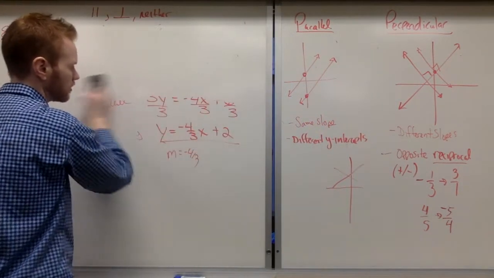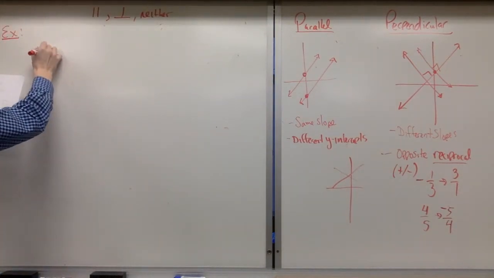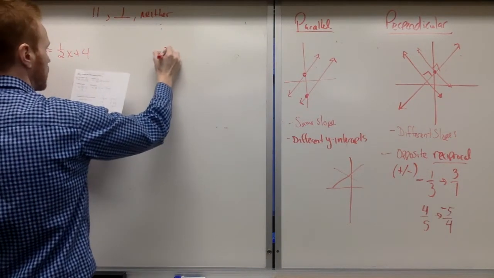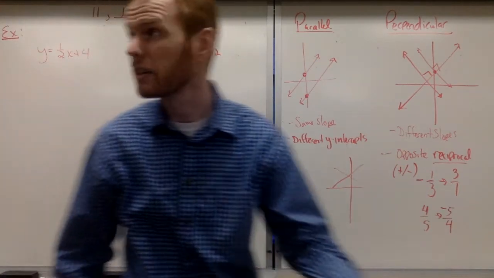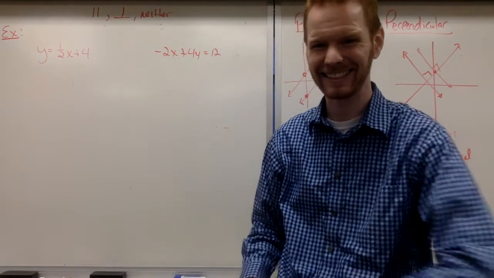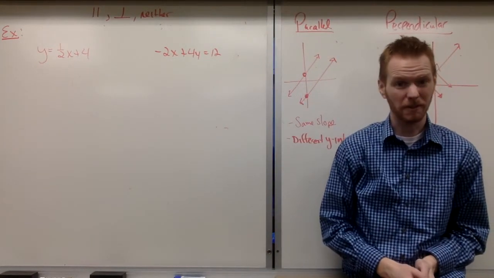One more example. Okay? So we have here y equals a half x plus 4, and negative 2x plus 4y equals 12. Trust me, I have class in about 7 minutes, so I have to get this done. All right? Are these lines parallel, perpendicular, or neither?